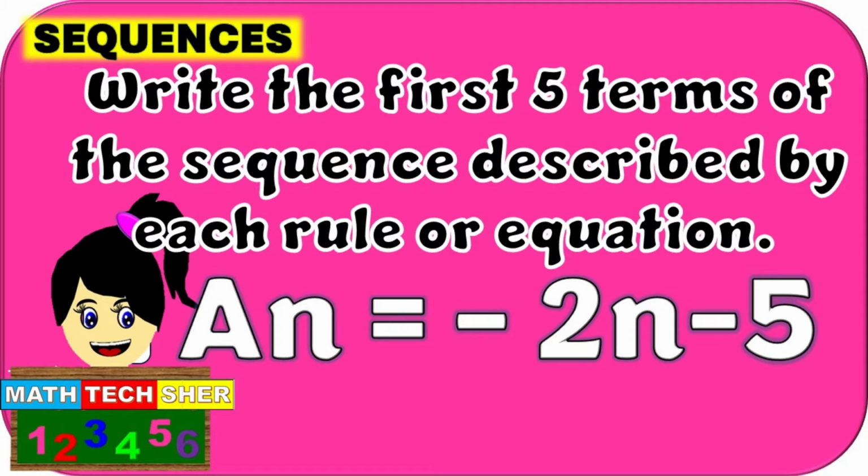Sa video na to, ituturo ko sa inyo kung paano kunin ang first 5 terms. A sub n equals negative 2n minus 5.